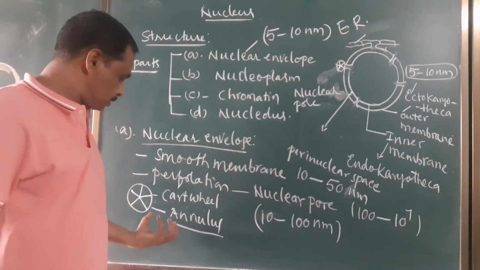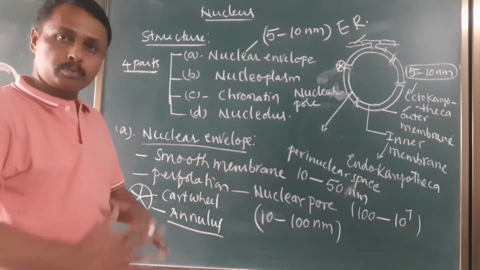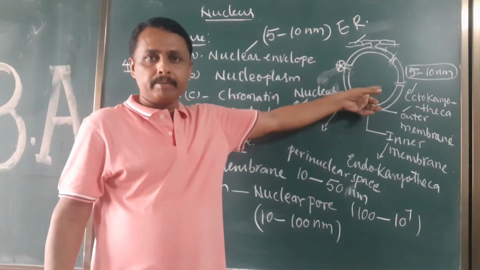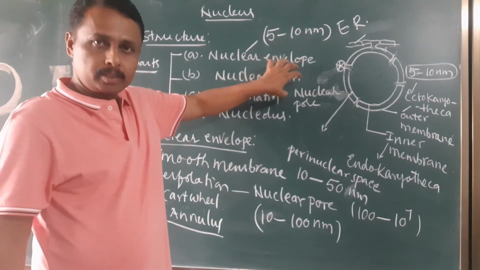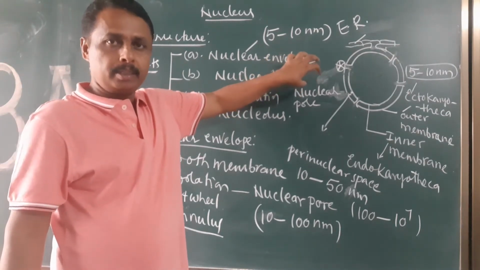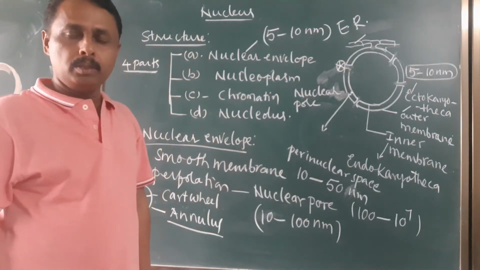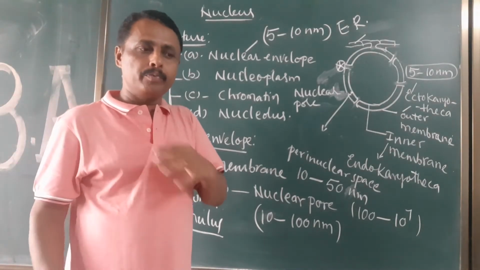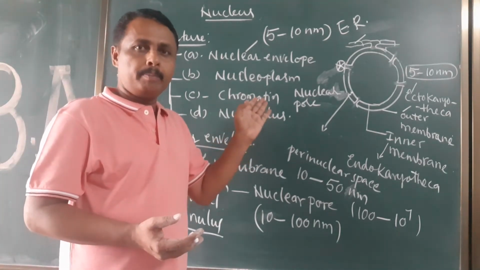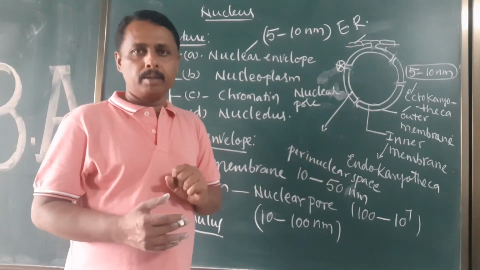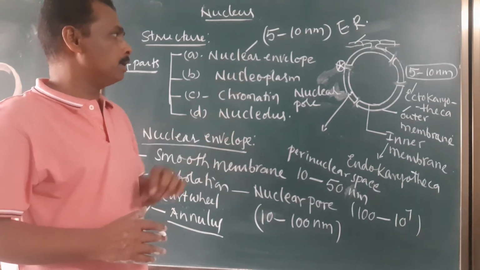Because of this nuclear plug, what is happening? Whenever this annulus is open, the content present in the nucleus comes in contact with the outer cytoplasm. Whatever is present in the cytoplasm will be exchanged into the nucleoplasm through these nuclear pores. So these nuclear pores help in exchanging nuclear material with the cytoplasm, and materials from cytoplasm into nucleoplasm. That is the main function of this nuclear envelope.